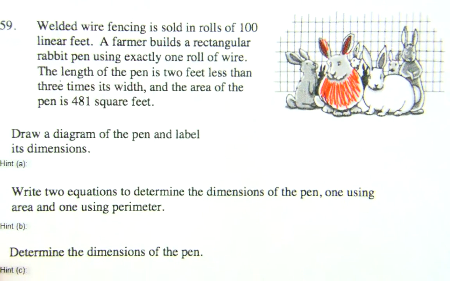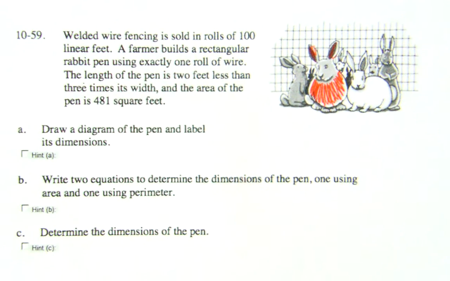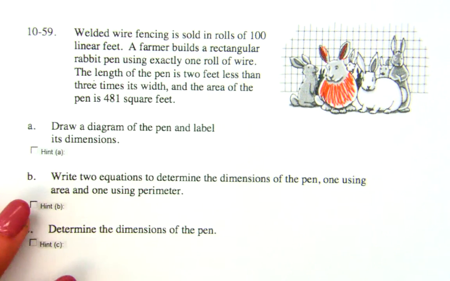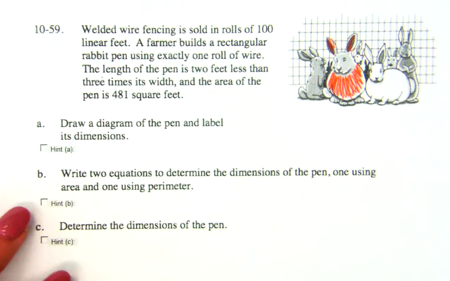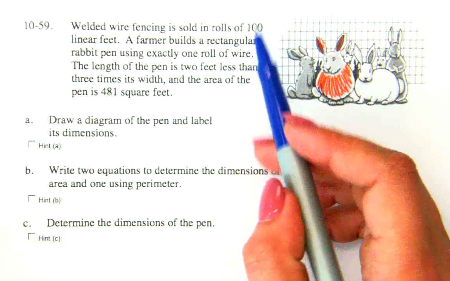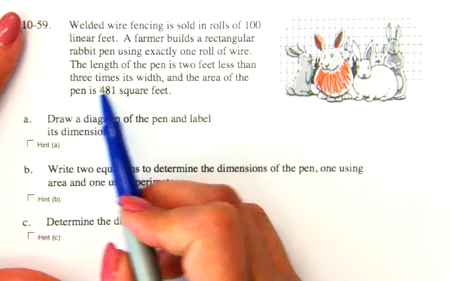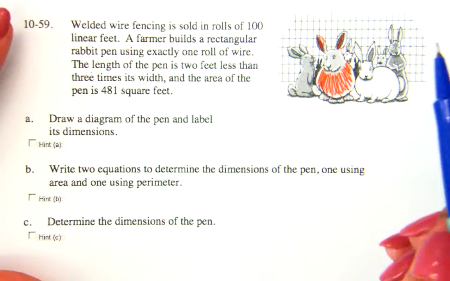What does it say? Welded wire fencing is sold in rolls of 100 linear feet. This is actually not true. Does anyone know? Is welded wire fencing actually sold in rolls of 100 linear feet? I feel like I want to go to Home Depot and see if this is true or not. The farmer builds a rectangular rabbit pen, which makes things very easy for us, using exactly 1 roll of wire. Okay, so we know we have 100 linear feet to work with. The length of the pen is 2 feet less than 3 times its width, and the area of the pen is 481 square feet.